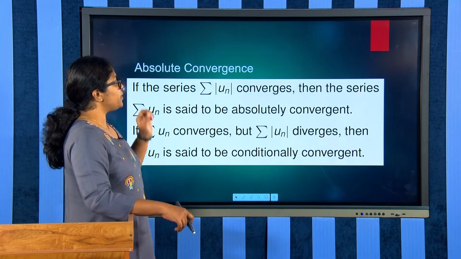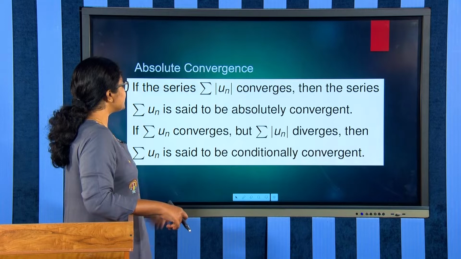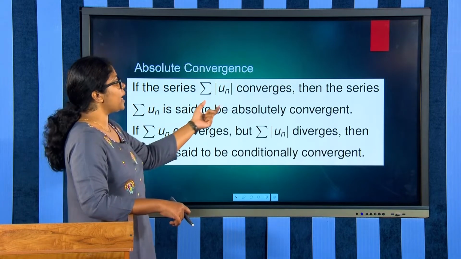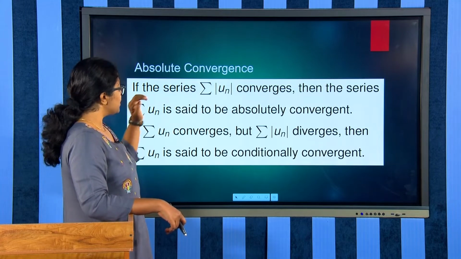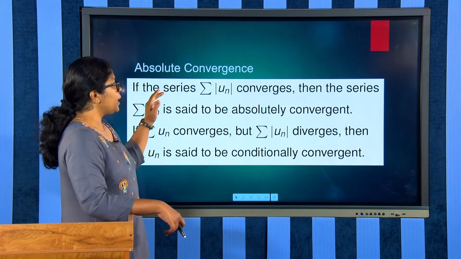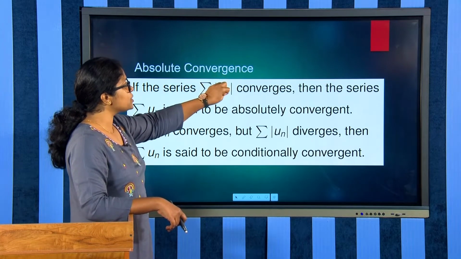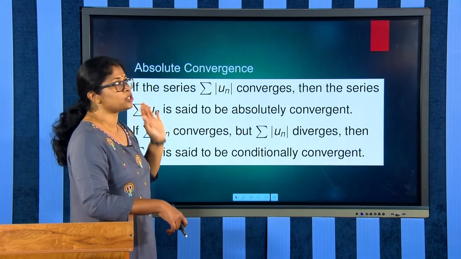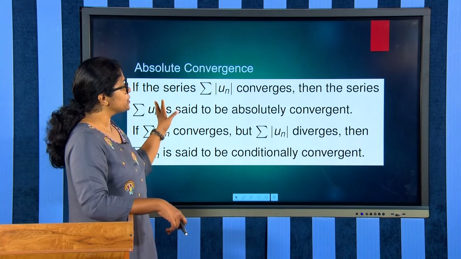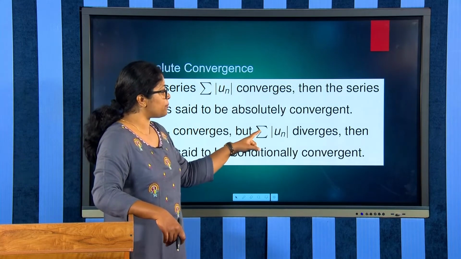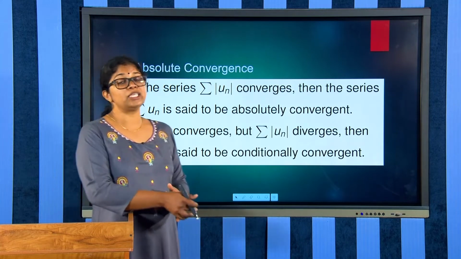If the series of terms summation modulus of un converges, then the series sigma un is said to be absolutely convergent. That is, for a series summation un, if the modulus of the terms, summation modulus of un, converges, then the series is said to be absolutely convergent. And if the series converges, but the modulus values summation mod un diverges, then that condition is said to be conditionally convergent.